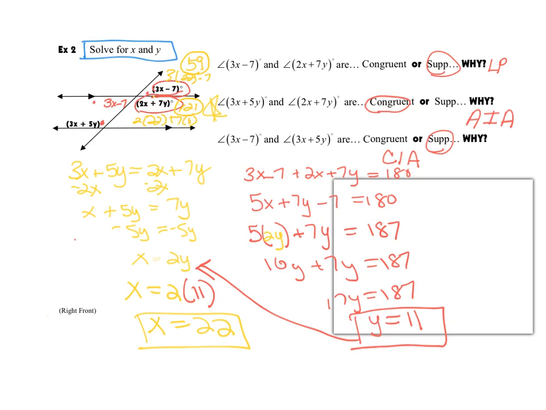And I should know that this one should be 121 if I verify it. 3 times x, which is 22, and add to it 5 times y, which is 11, and that does give me 121, which is what I needed it to be to match up with this other alternate interior angle.